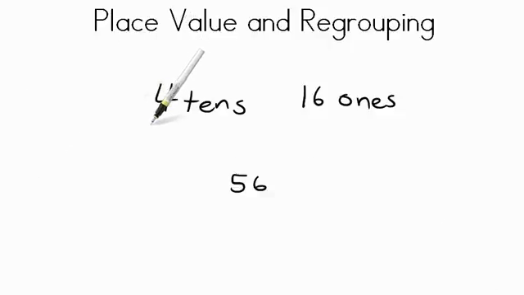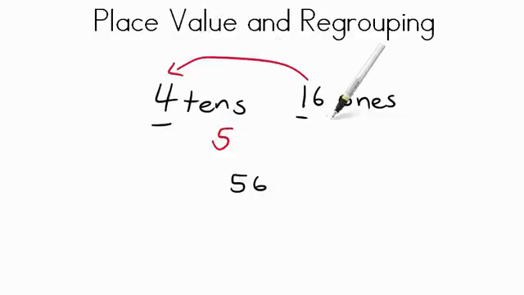So here we have 4 10s, and here we have 16 1s, or 1 10 and 6 1s. We can put those 2 10s together. So if we bring this 10 over here, it becomes 5 10s. And then all we have left over is the 6 1s right here. Bring that down, and we have the number 56. Great job. Let's try another.